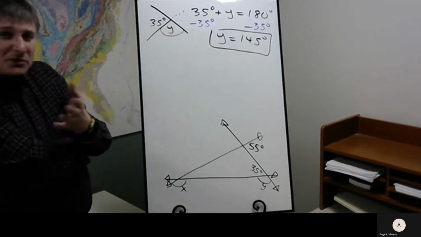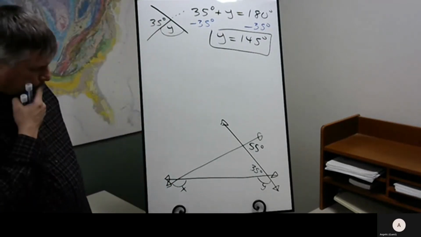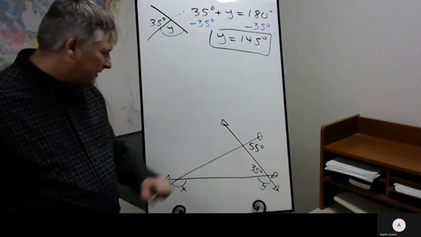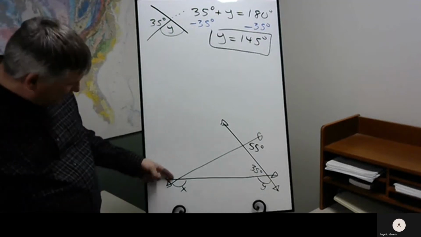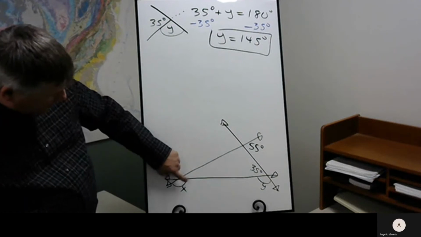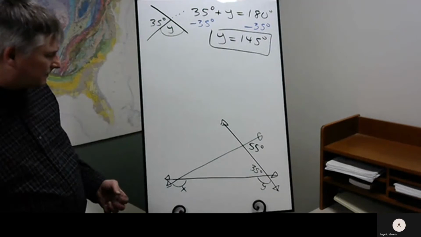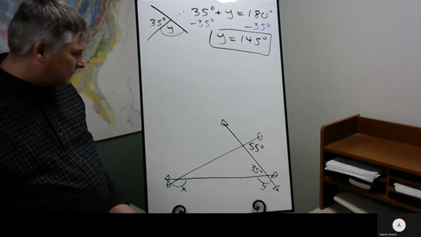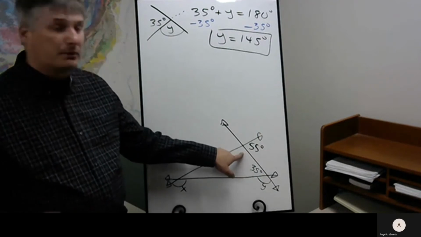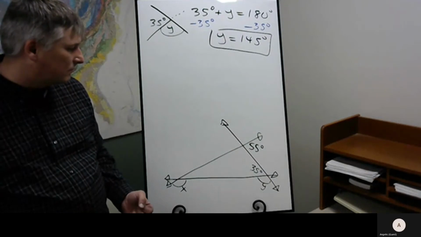Now, x is going to be a little tricky. So let's take a look at how we can find x. We know this is 35. We know that's 55. Now, this is a straight angle. So that means this angle plus x equals 180 degrees. Now, how do we find this angle? Well, we know this angle plus this angle plus that, which we don't know, is 180 degrees.